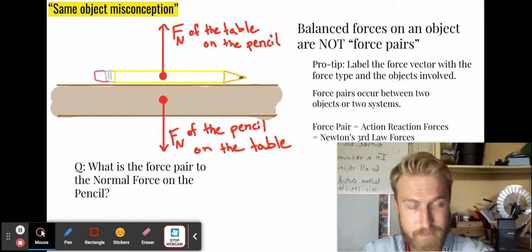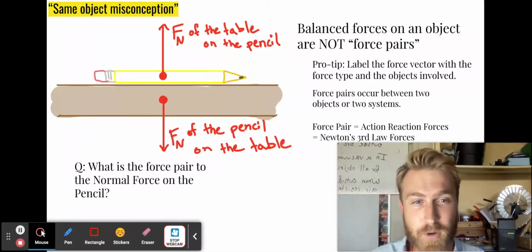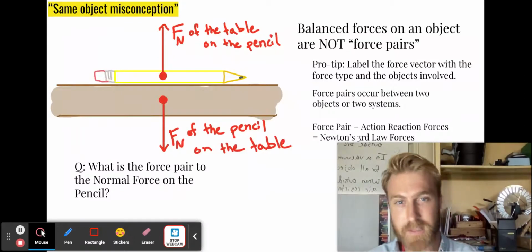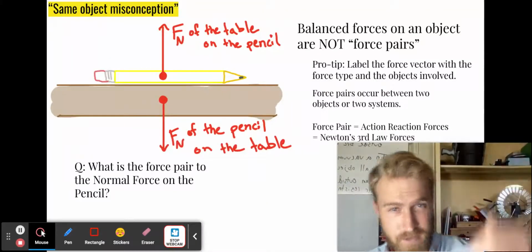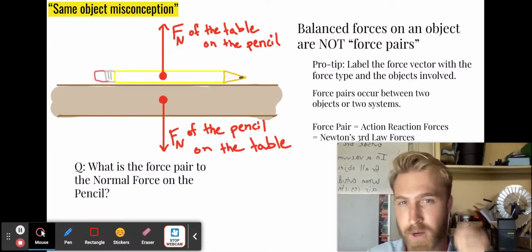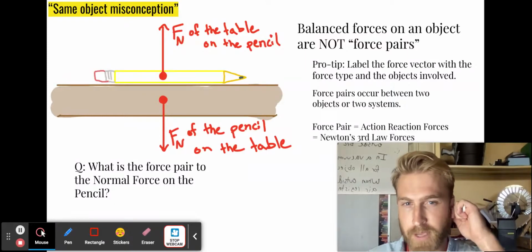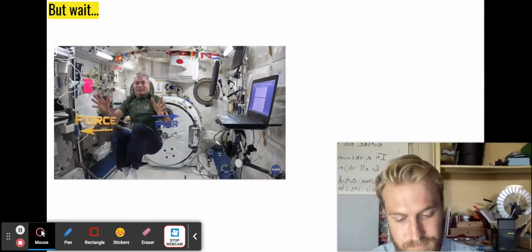And I think I may have said this, but a force pair is the same thing as an action-reaction force or Newton's third law force. But the force normal of the pencil on the table, that's the force pair to the force normal of the table on the pencil. And that's how you hear it, remember? Of table on pencil, of pencil on table. Easy peasy lemon squeezy.